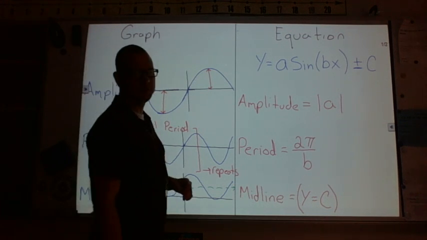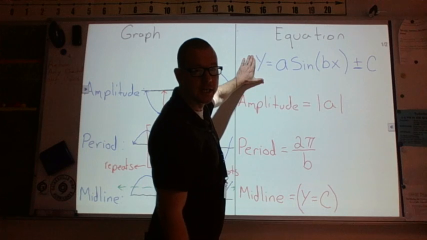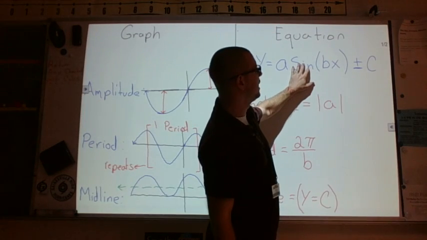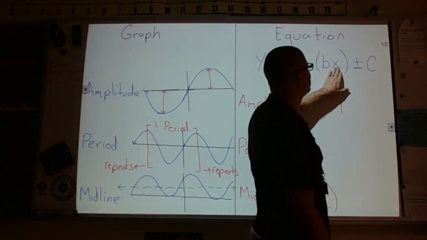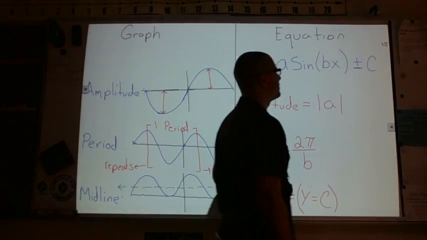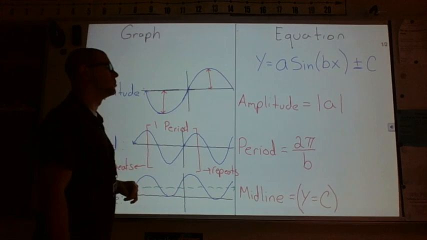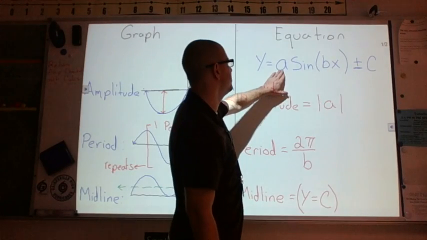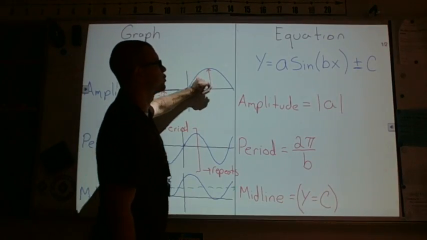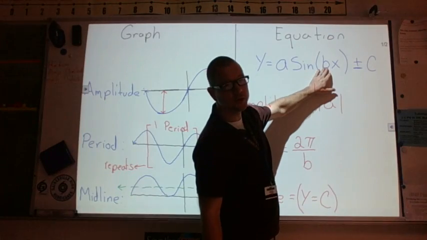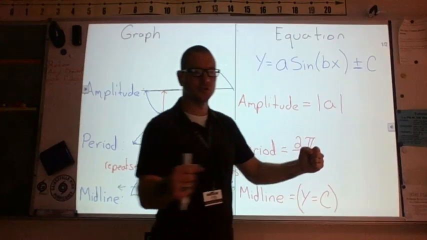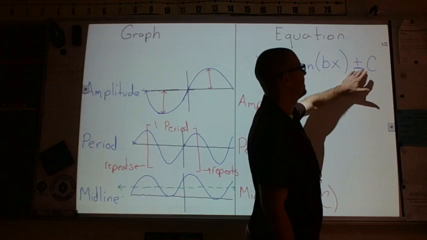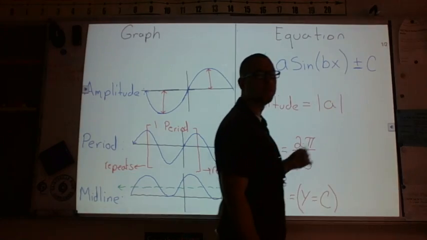In the equation, which looks like this, y equals a sine or cosine bx, and then plus or minus c, you'll notice those are just transformations. A is a vertical dilation or compression. It's stretching the graph or shrinking it. B is a horizontal compression or dilation, so it's stretching or compressing that graph. And C is a translation, so it's moving the graph up or down.